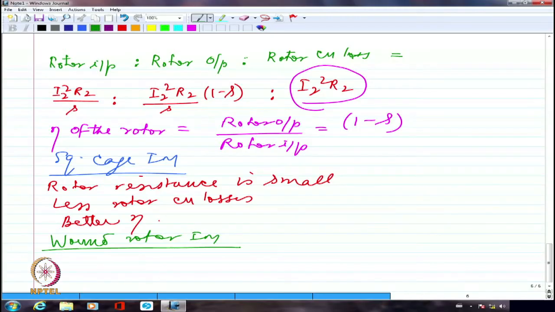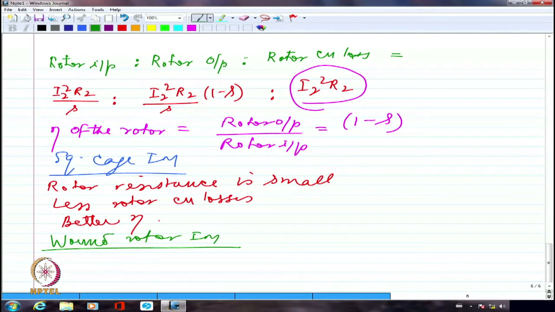Here I don't do anything, I just put the bars and two end rings and short circuit, nothing more than that. Whereas here I have to go round and round, taking the entire winding in the form of, not really lap and wave. We call this armature winding for the AC machine.